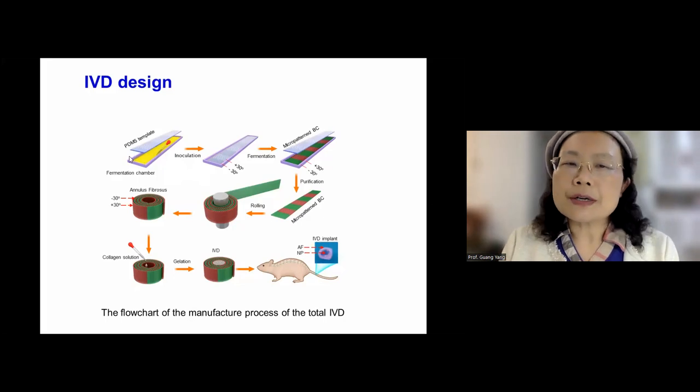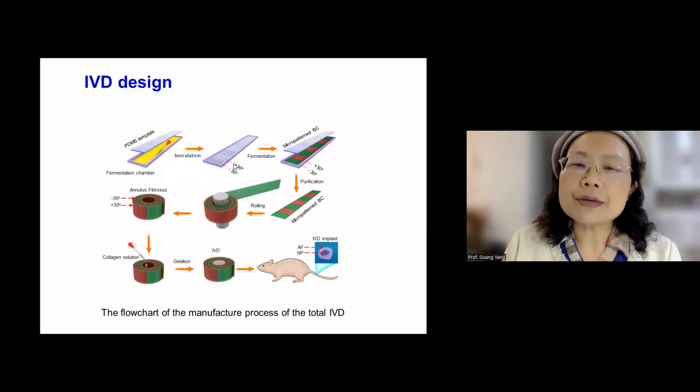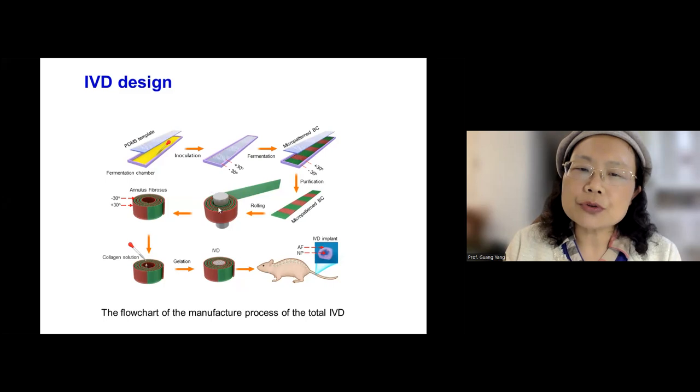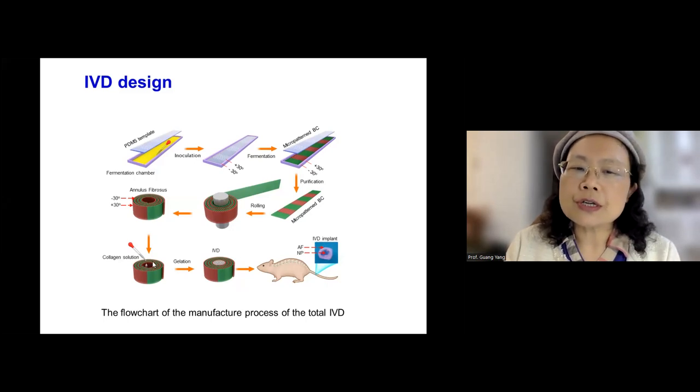So we use the PDMS template first to obtain this minus 13 degree and plus 13 degree pattern. And after fermentation, we obtained the micro-patterned BC. And this patterned BC, after rotation, forms the outside of the IVD, and inside we put the collagen gels. So this is the artificial IVD structure.